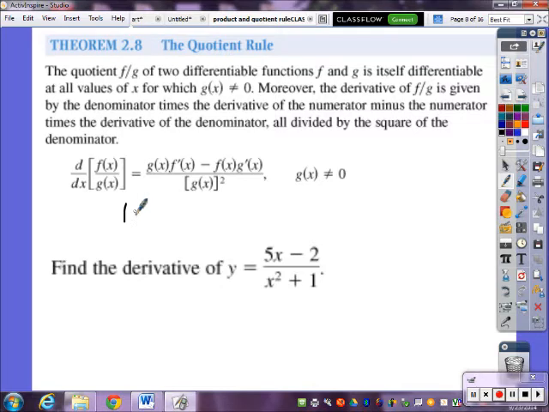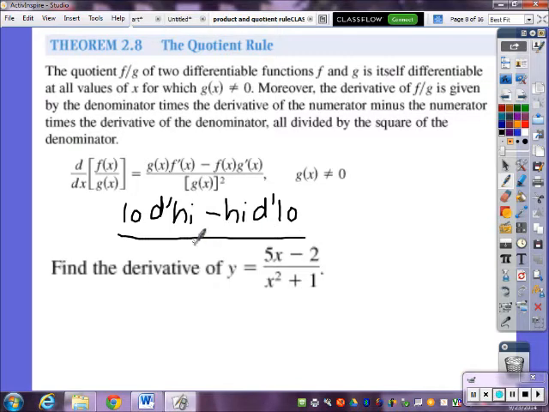So low represents the denominator, d high would represent the derivative of the numerator. So low d high minus high, the numerator, d low, derivative of the denominator, all over low, or you could say low squared. I like saying low. So these are not ones and zeros, these are L's and O's. So maybe I should make it more clearly an L.